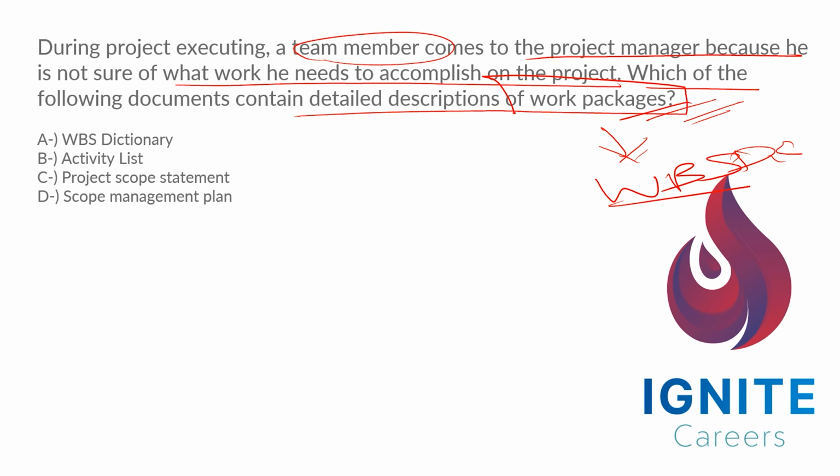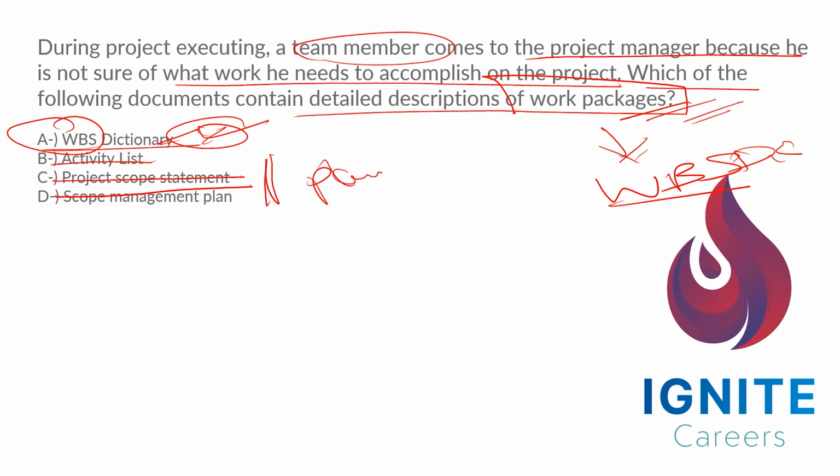Yes, the first one is the WBS dictionary, which is basically called the Work Breakdown Structure Dictionary. This is the right one. Before jumping into this, let's try to eliminate the wrong ones. Scope management plan? No. Because scope management plan, project scope statement, activity list, all these are part of planning which would have been done long back. Now we are in the executing phase. So the right one is the work breakdown structure dictionary.